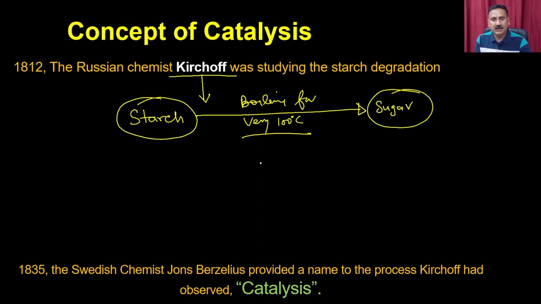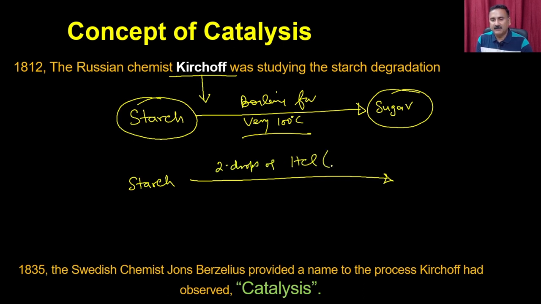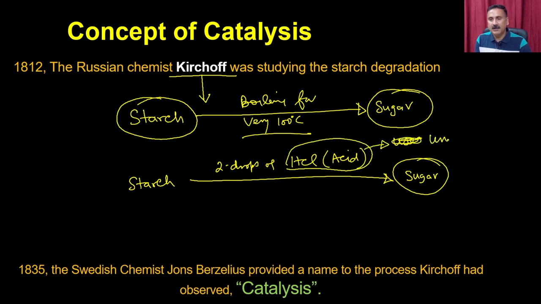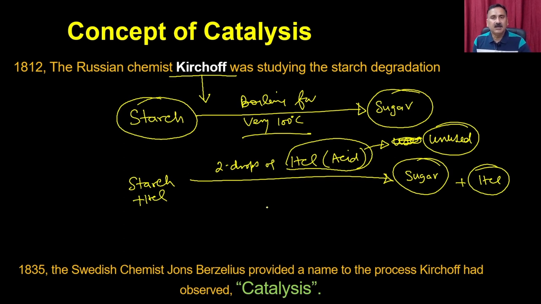So what he did while doing this experiment of converting the starch into sugar is that he added two drops of HCl, or acid actually. What he found is that when he added the two drops of acid, he could find a large quantity of sugar. And at the end, he found that this HCl was unused, okay. So starch plus HCl gave sugar plus HCl, which means HCl was converting the starch into sugar, but HCl itself was not participating in the reaction.